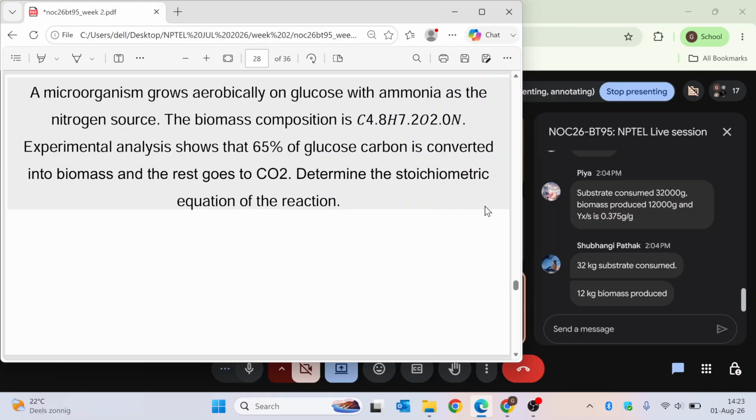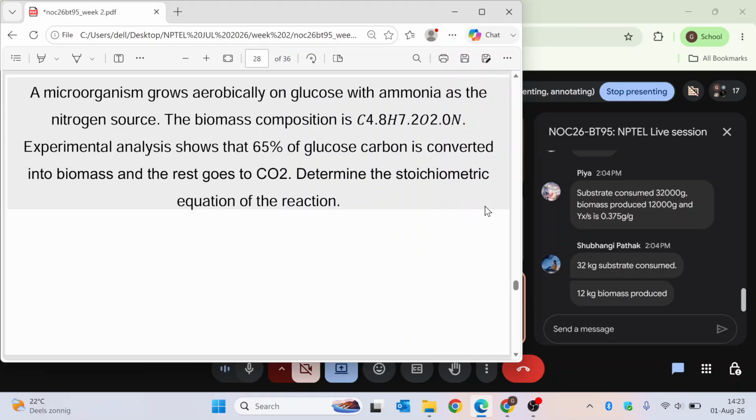So I will just go through the other few questions and upload these slides so that you can practice them, because I think we will be finishing soon. So a microorganism grows aerobically on glucose with ammonia as nitrogen source.